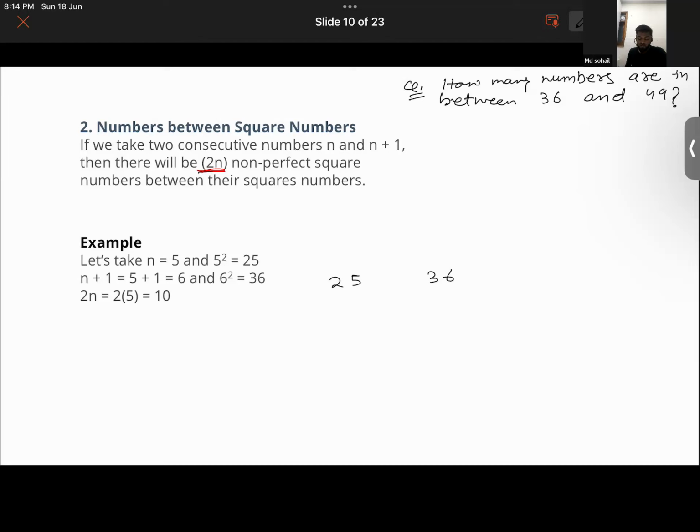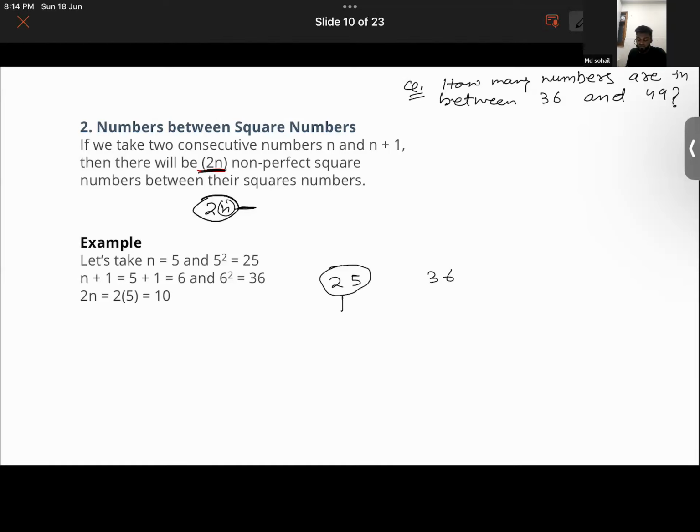We know the formula is 2n here. The formula to find how many numbers are in between two square numbers is simply 2n. But what is this n here? How do we find out n here? n basically is the number of which this is the square.